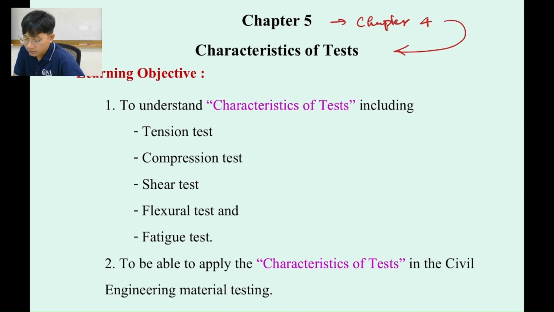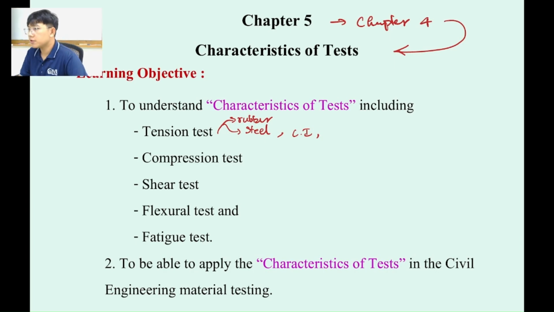One is tension. What are the materials that we test for tension? We have rubber, where we test for Poisson ratio. We have steel and cast iron. What else? Did we pull the aluminum? No. We have cast iron, just the iron, and steel, which is DB12, I guess.